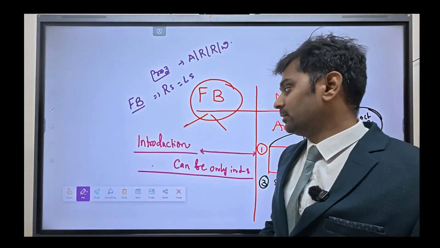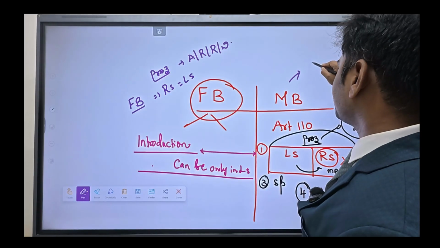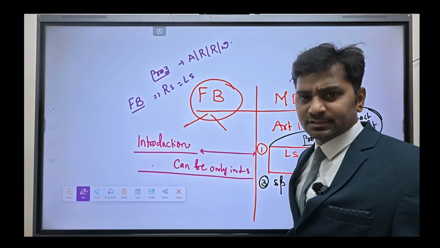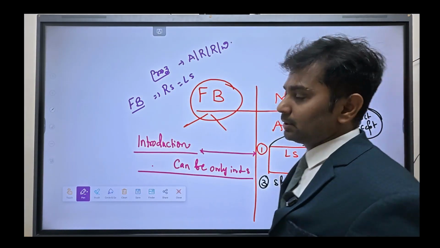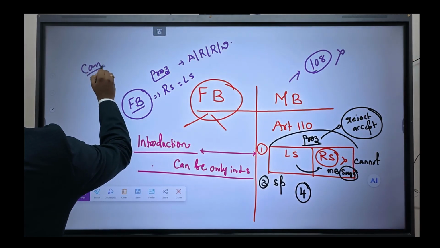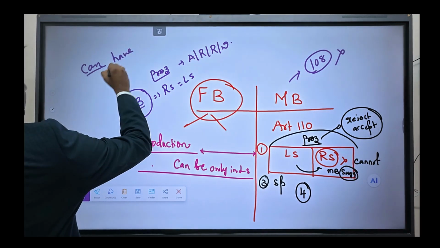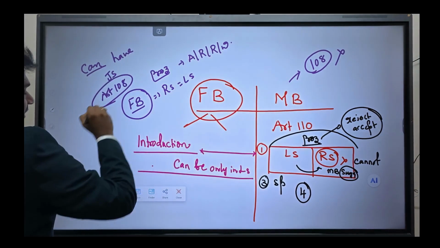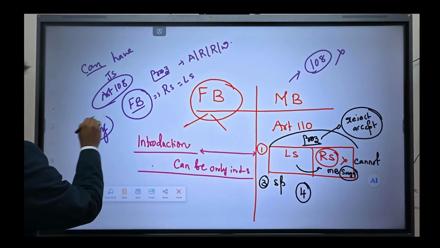The next one is whether if money bill is not passed, can there be a joint sitting under Article 108? No, there cannot be any joint sitting because Lok Sabha has higher powers compared to Rajya Sabha. But finance bills, yes, they can have, because it is an ordinary bill once it is introduced. They can have joint sitting under Article 108. If the president feels that he has to call for a joint sitting, he can call.